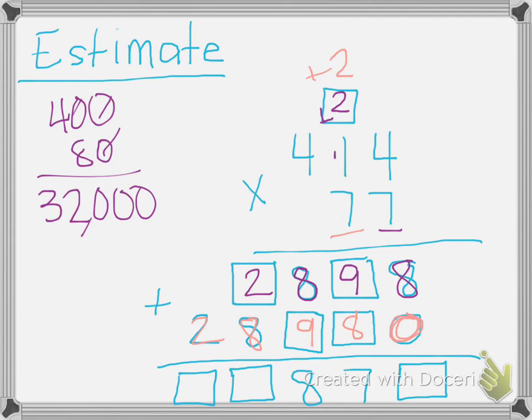8 plus 0 is 8. 9 plus 8 is 17. 7, carry the 1. 9 plus 8 is 17, plus 1 is 18. Carry the 1. 8 plus 2 is 10, plus 1 is 11. 2 plus 1 is 3. So your answer is 31,878.